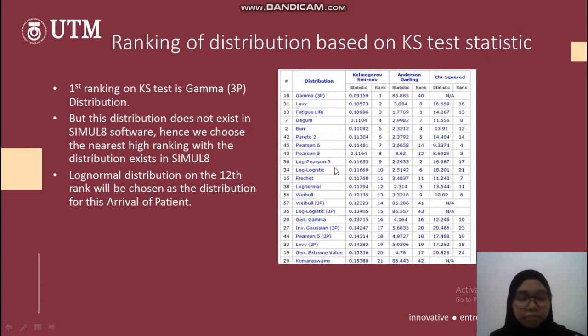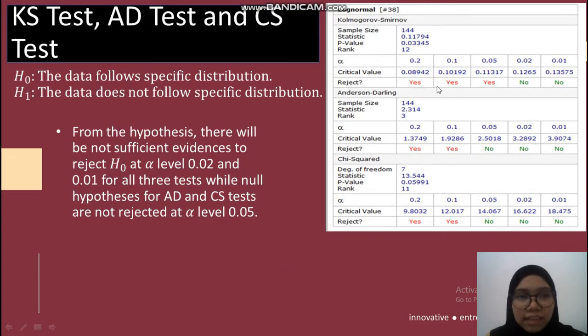arrival time. This is the result for the KS test, AD test, and CS test, showing whether we need to reject the null hypothesis or not. From the hypothesis here, there is not sufficient evidence to reject the null hypothesis at alpha level 0.01 to 0.02 for all three tests, while the null hypothesis for the AD test and CS test is not rejected at alpha 0.05.